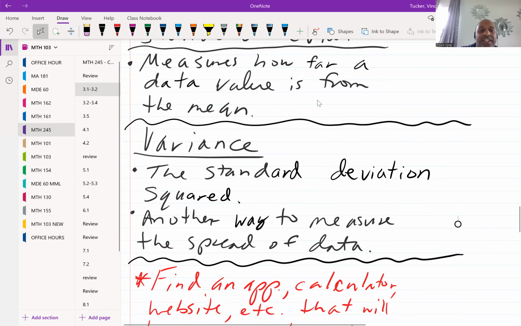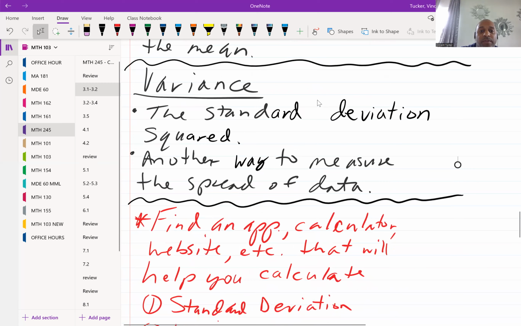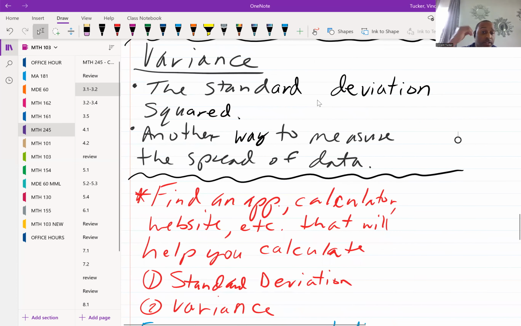But yeah. Okay. Standard deviation. We already talked about variance. So while you guys are copying this, I'm not going to hold you responsible for knowing how to do the variance or standard deviation by hand. But what you are held responsible for is finding something reliable that will do it for you, whether it's an app, calculator, website, or something along those lines that will calculate the standard deviation or variance.